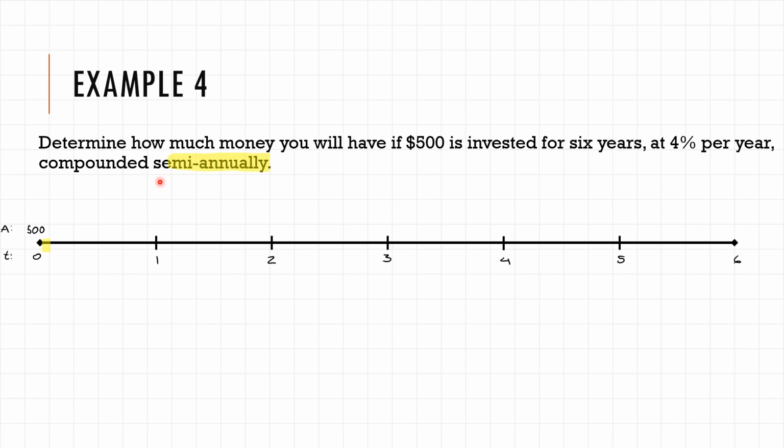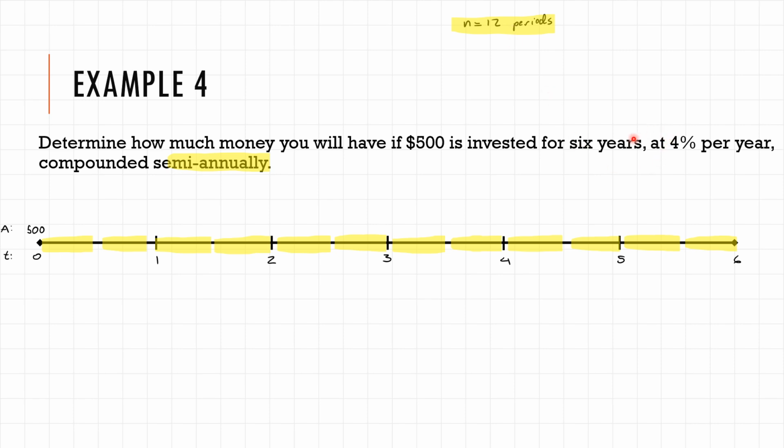Well, it's compounded semi-annually, which means there are 6 months in one period. The first year has 2 periods, the next year has 2 periods, the next year has 2 periods. In total, we have 6 times the frequency, which is 2, 12 periods in total, right? And the number of periods is 12.